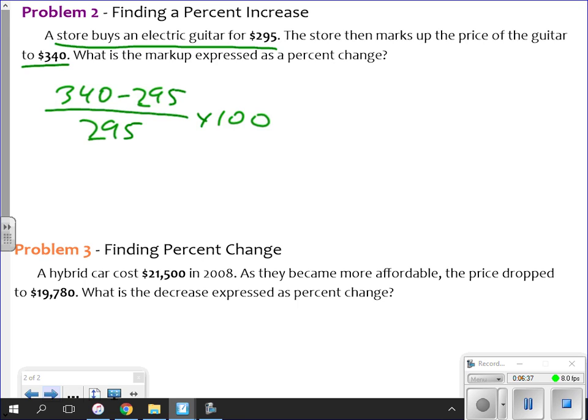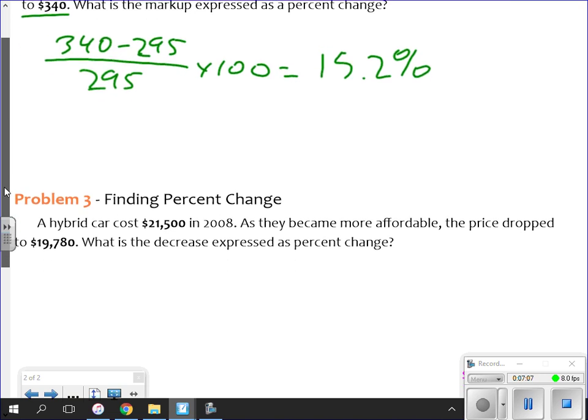Usually, yeah, 90% of the time. What do we get? 15.2. Piece of cake. So they mark it up 15%. That's not unusual. That's actually not a very big markup. It's more like a grocery store markup.